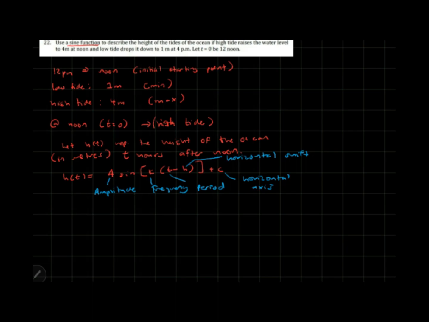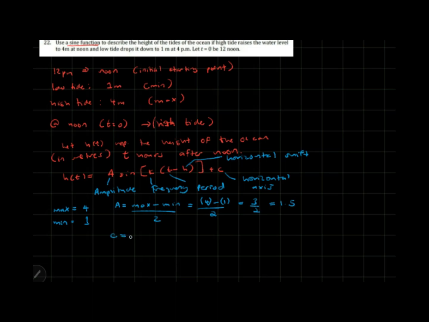Okay, so we know that the maximum point here is 4 meters. We know that the minimum point here is 1 meter, right? And we know that the amplitude can be discovered by maximum minus minimum divided by 2, right? So the amplitude here is 4 minus 1 over 2, and that's going to be 3 over 2. So the amplitude is 1.5.